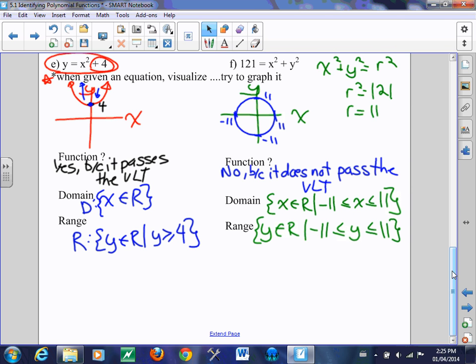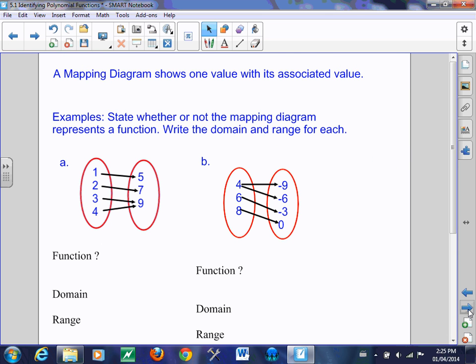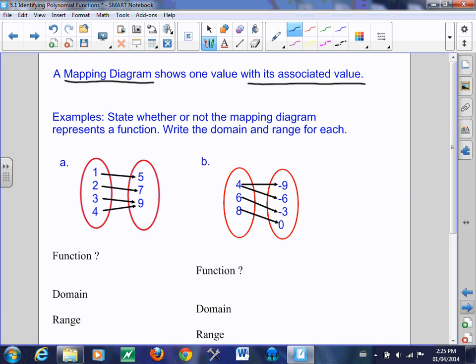All right. Moving on, the last thing we're going to deal with is the mapping diagram. A mapping diagram shows one value with its associated value. These are in circles, so this is what you call a mapping diagram. It's very similar, ladies and gentlemen, to a table of values. If you want to think about it, this is the X and this is the Y, so go ahead and do that.